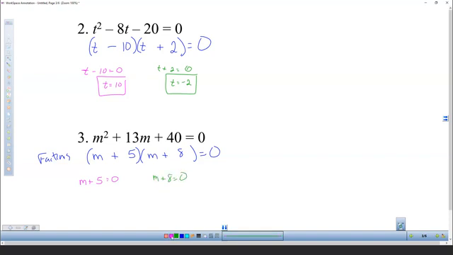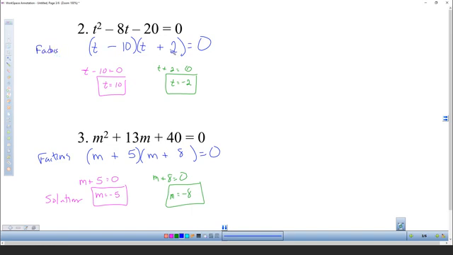Solving these little equations for m. The first one, I subtract 5 from both sides, and I get m is equal to -5. So these are my solutions here, okay? And then when I subtract m from both sides, I get m is equal to -8, and then these are my two solutions, okay? So again, this line is my factors.